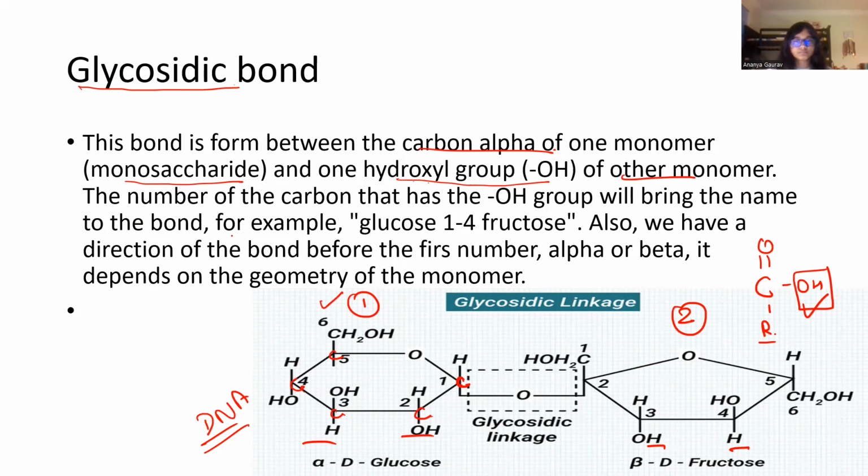How many times it makes the bond, according to that, what number it is, just like in our glucose. The glucose number starts from here. This is 1. Now fructose. Fructose also has this as 1. But for example, glucose 1,4-fructose: this is glucose, but this is not the image of glucose 1,4-fructose.